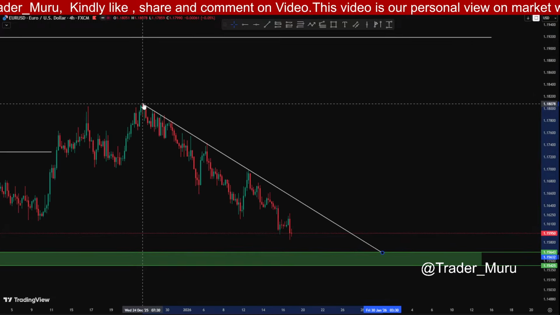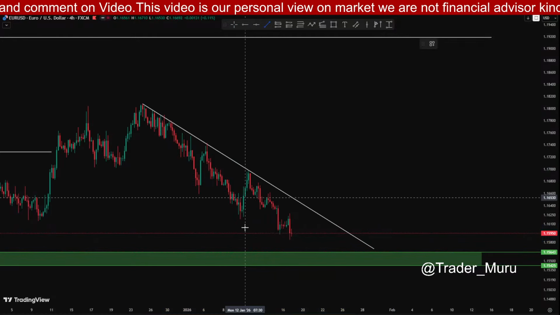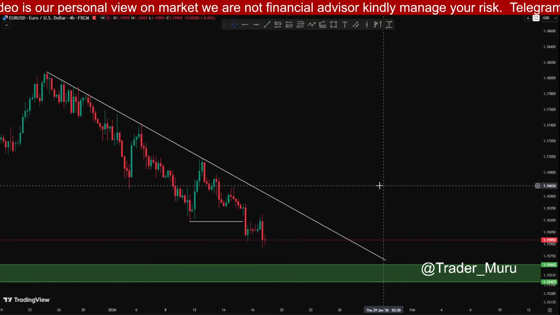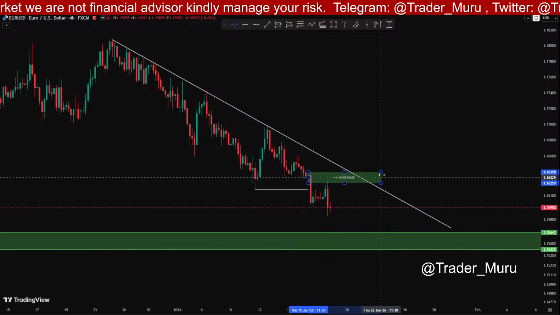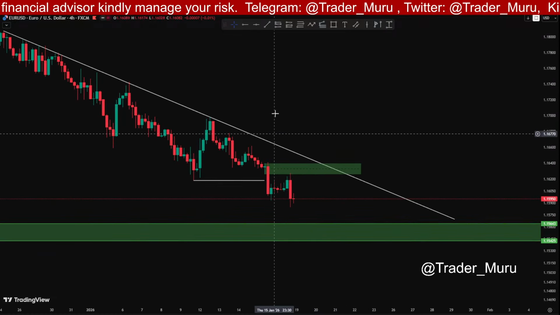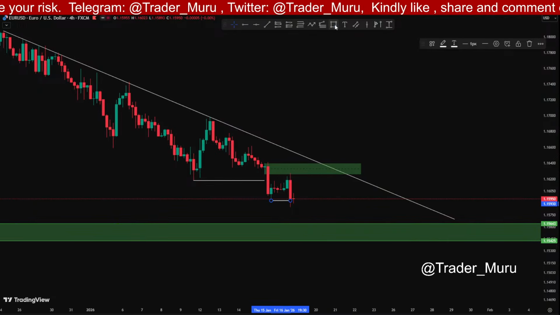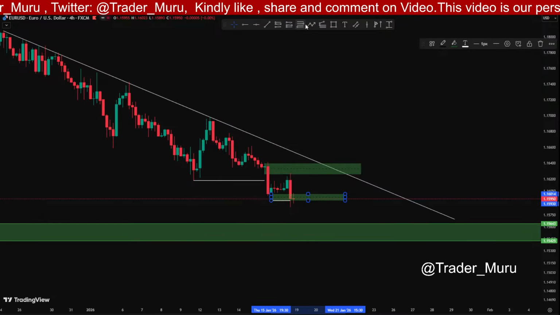Until we have a break above this trend line, price is still bearish. We need to watch a 4-hour structure. This is the last breakout structure and this is the order block from where it is rejecting. We need one more candle closing here to continue a bearish structure, then price will retest this zone again and drop.